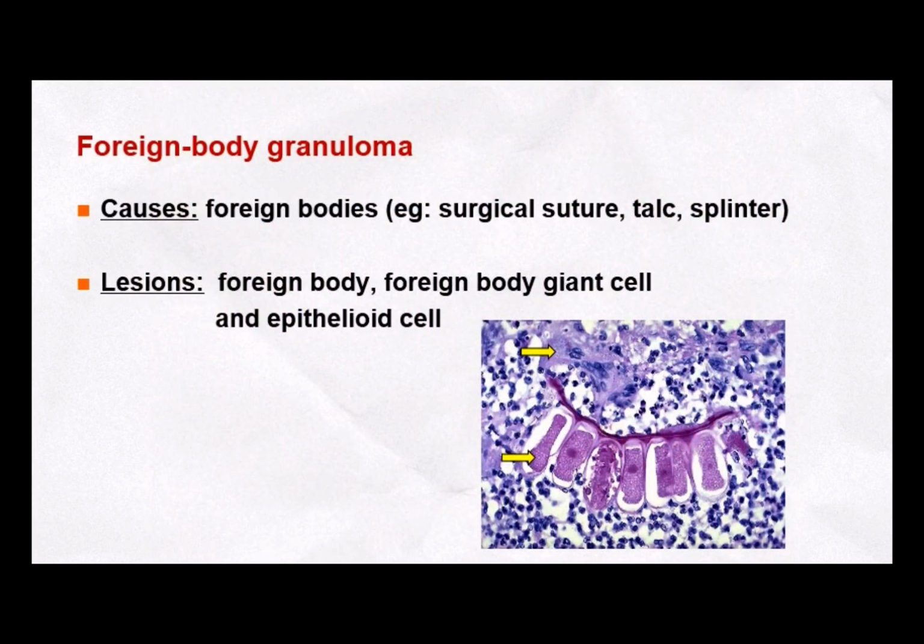Foreign body granulomas, as the name indicates, form in response to foreign bodies, for example, splinters or sutures. The region is composed of foreign bodies, foreign body giant cells, and epithelioid cells. Foreign body giant cells form when macrophages phagocytize insoluble material or particles. Nuclei are scattered throughout the cytoplasm. No caseous necrosis is seen.